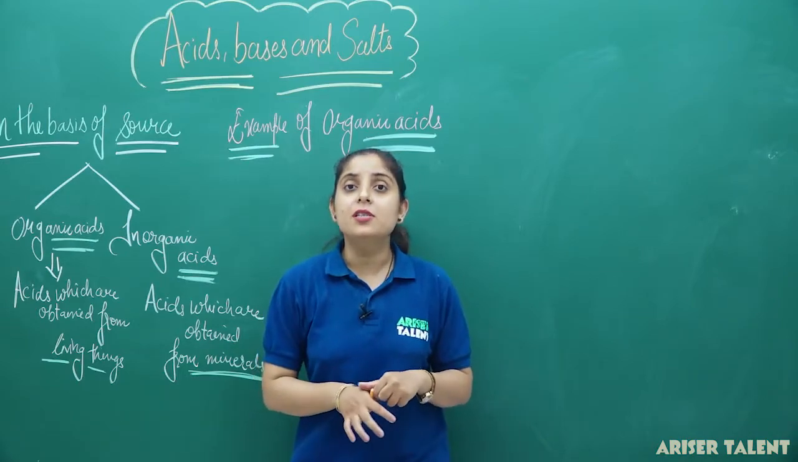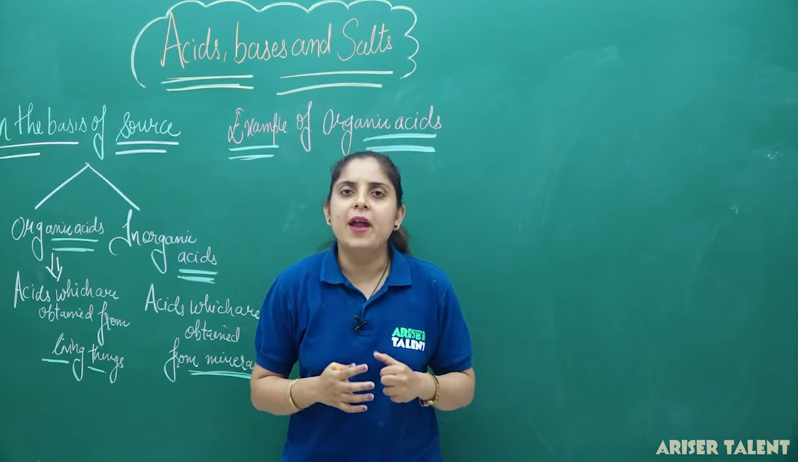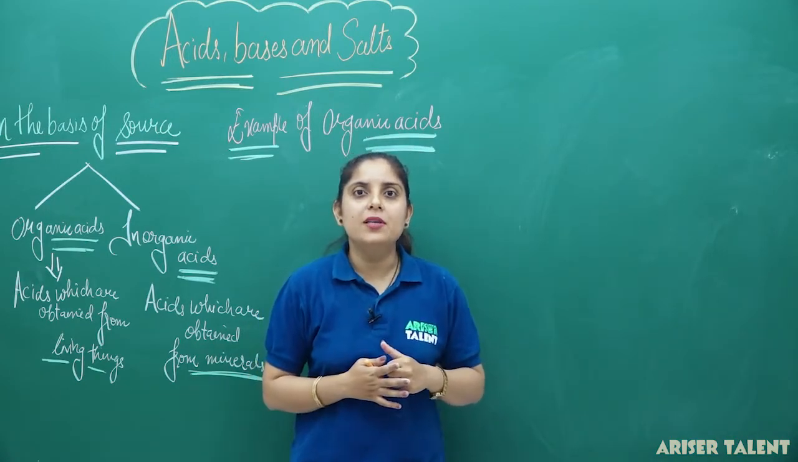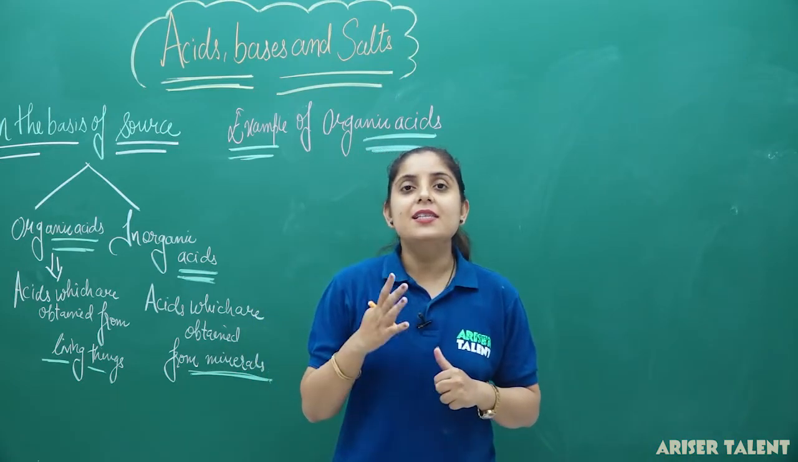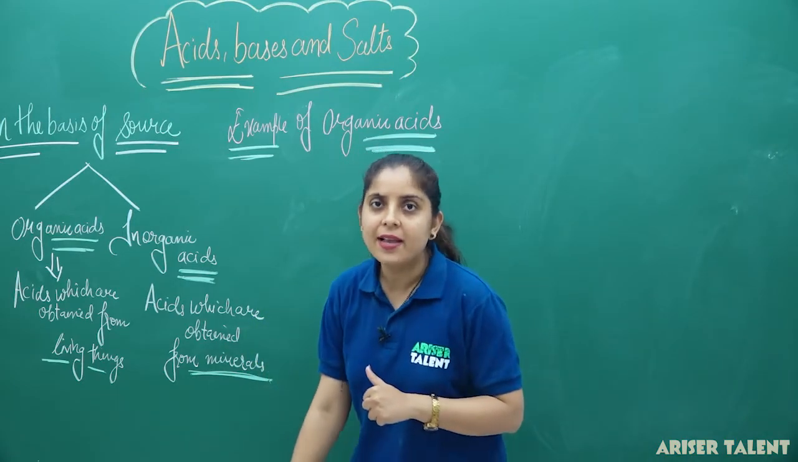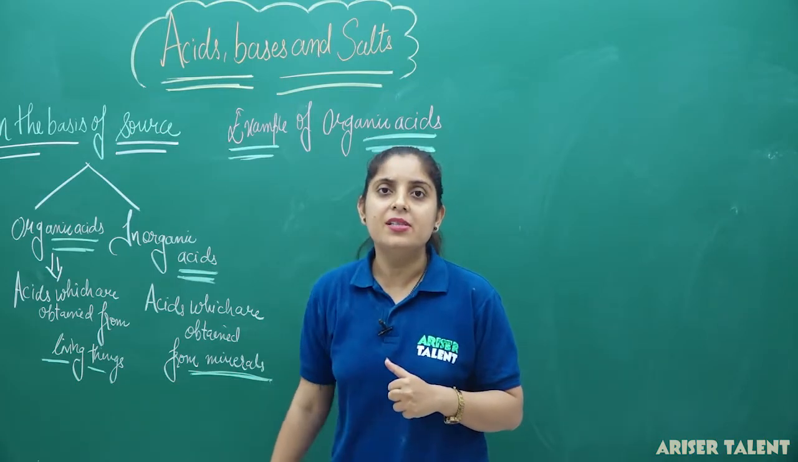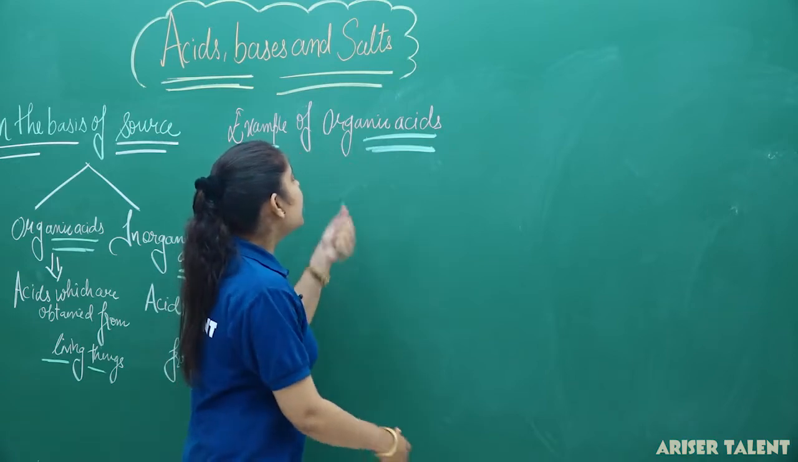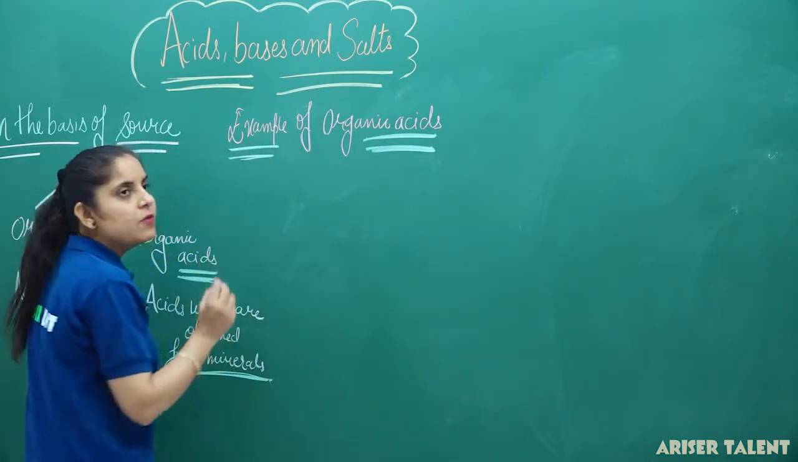If I am talking about sulfuric acid, it is a very known fact that sulfuric acid is known as the king of the acids. So, sulfuric acid you are using in the laboratory is a kind of inorganic acid, and it is also known as the mineral acid because it is obtained from the minerals as well. Clear?